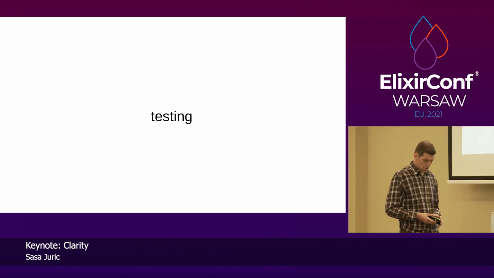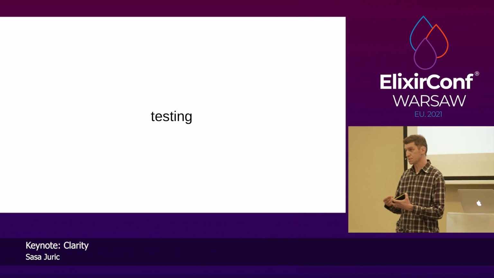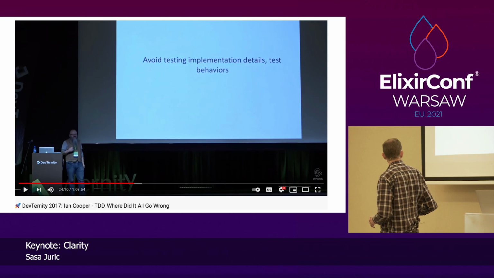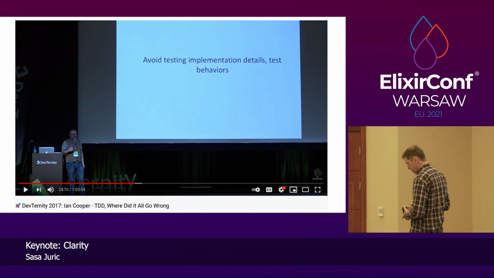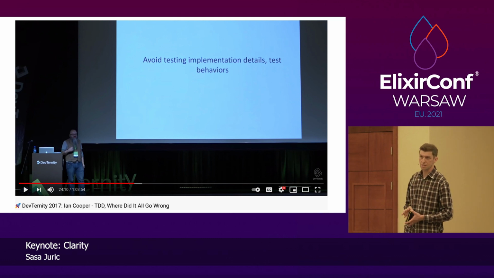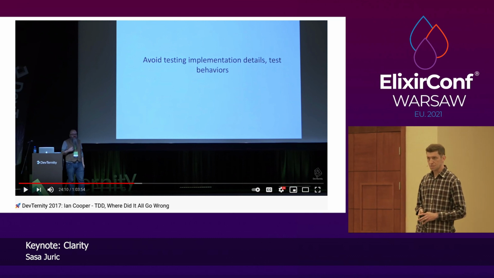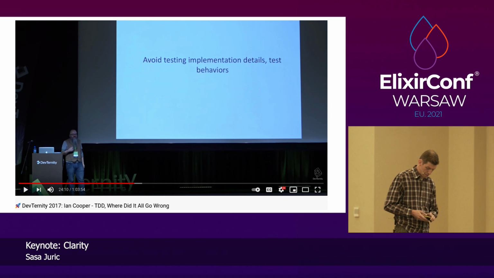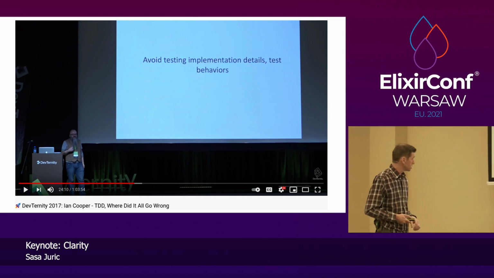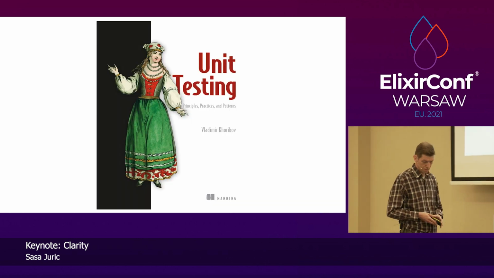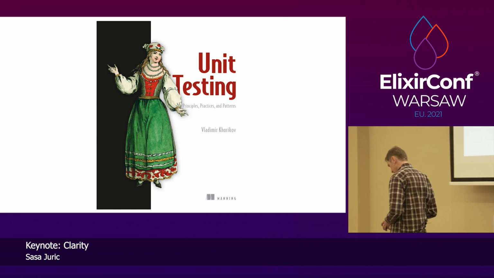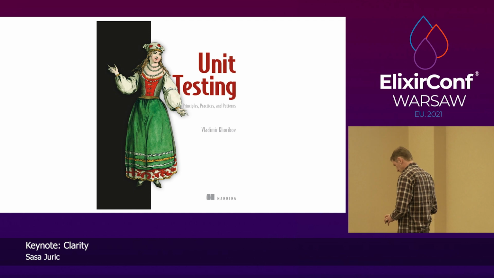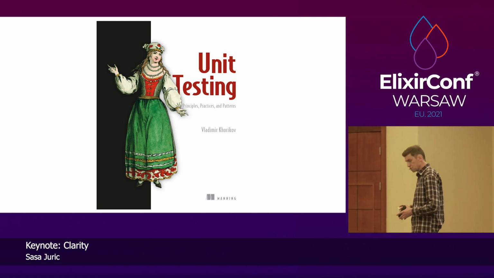And what does that even mean? We're testing the system, and the system is all about the behavior, right? And so what you want to do is test behavior, not implementation details. This is one of my favorite programming quotes, from one of my favorite technical talks by Ian Cooper, TDD, Where Did It All Go Wrong? Highly recommended. And in the same fashion, as a more in-depth exploration, I also recommend this book by Vladimir Khorikov, Unit Testing: Principles, Practices, and Patterns. Very good read, right?